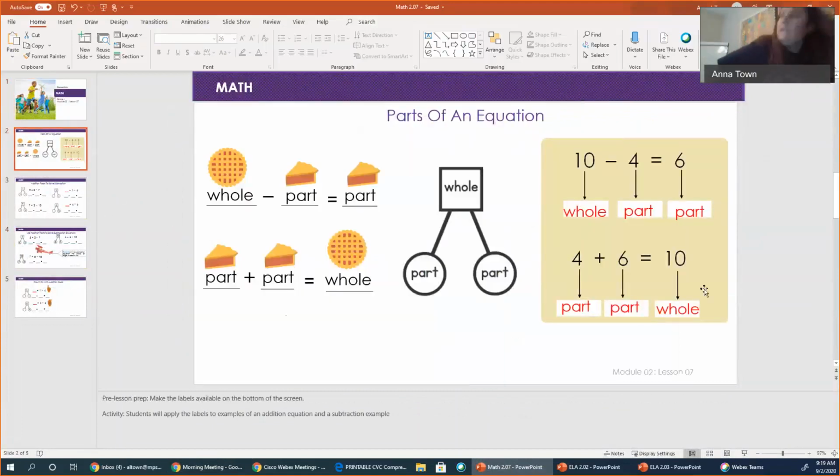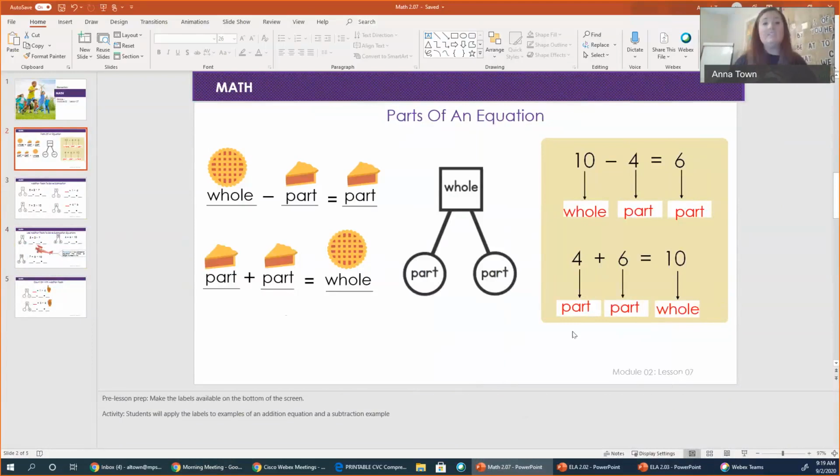So in subtraction, just what we talked about, we start with our whole and we take a part away and we end with a part. So we already have our whole entire pie made, and now we're breaking it up into pieces to share with others. Whereas in addition, it is part, part, whole.